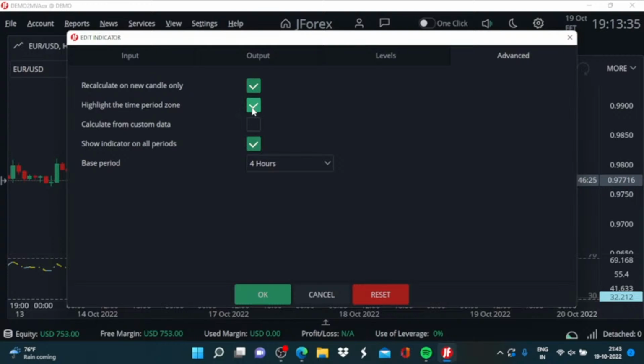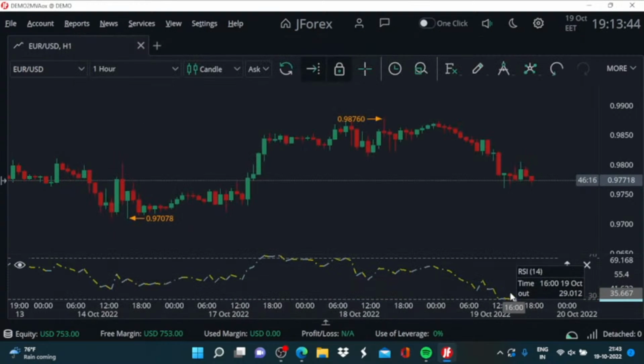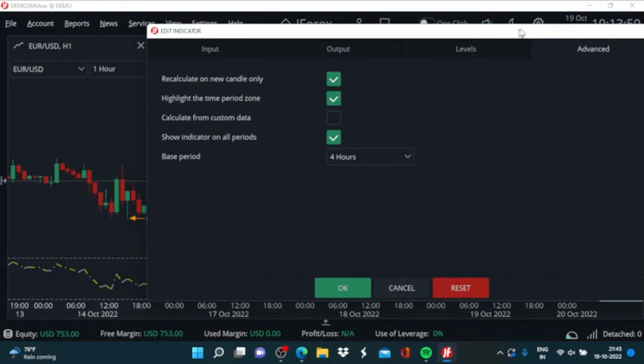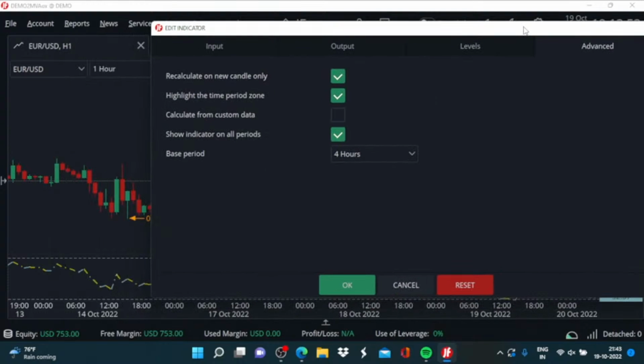Highlight the time period zone. If you want to get the time period zone highlighted, then you have to opt in for this. So that makes your job easier. You get to know what your calculation period is much more easily, even without looking at the default setup parameters.